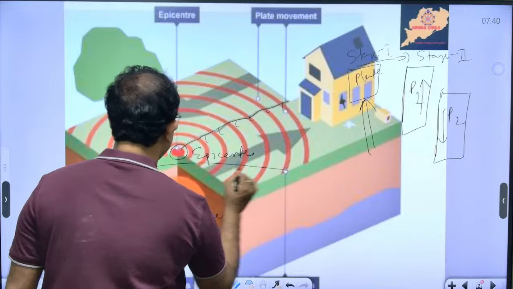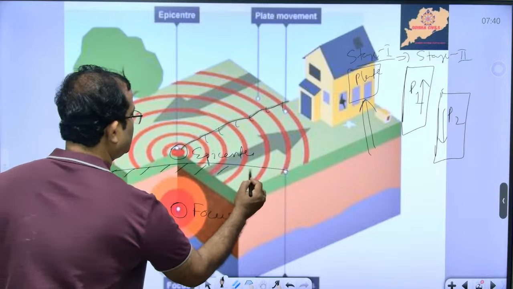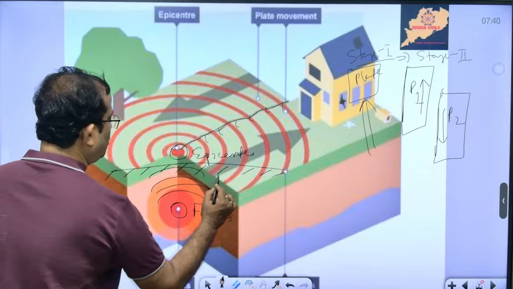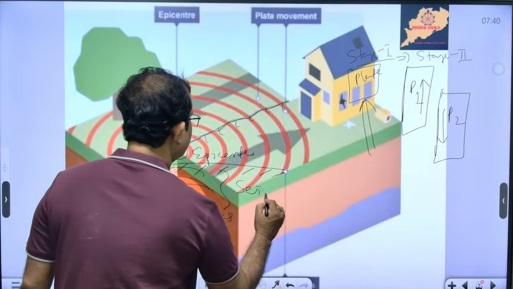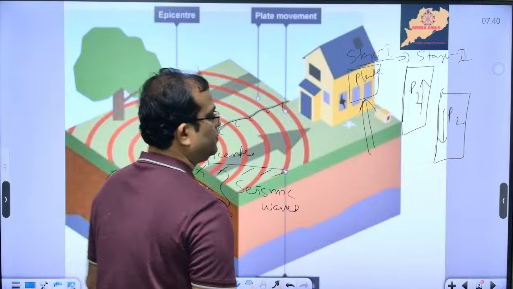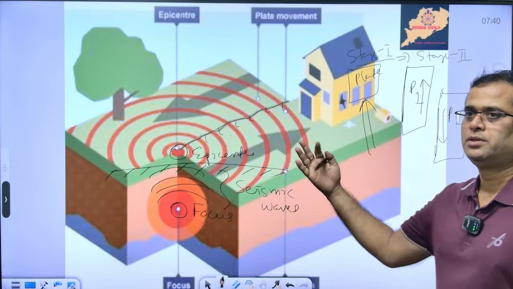If we look at the earth surface, this is your earth surface, right? Through the focus, earthquake waves, seismic waves, go like this. These are your seismic waves. Seismic waves go like this, right?